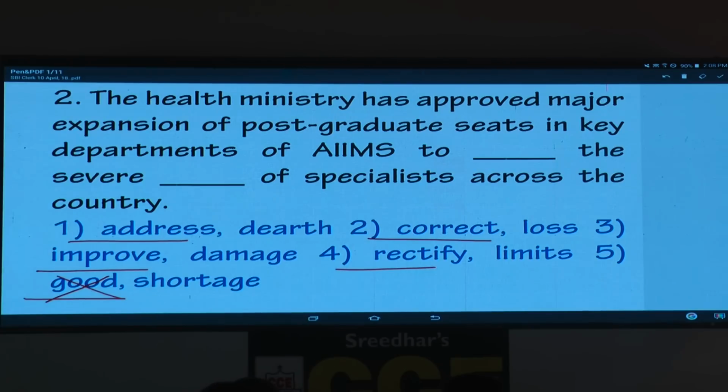Shall I go on? So the Health Ministry has approved major expansion of postgraduate seats in key departments of AIIMS. Option 2, address. Address is both a noun as well as a verb. As a noun, you all know the meaning. As a verb, what does it mean? Address the problem means deal with the problem, tackle the problem. Please write the meaning of the word address. First you write address, noun, verb, both.